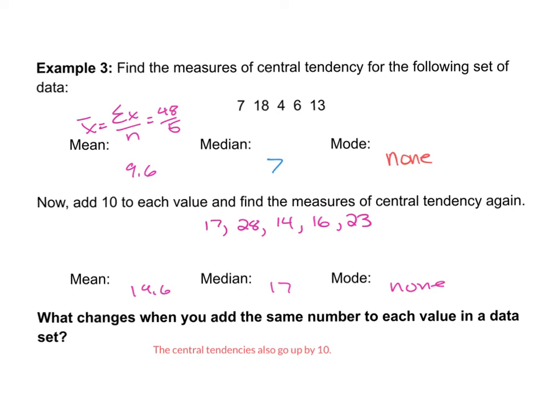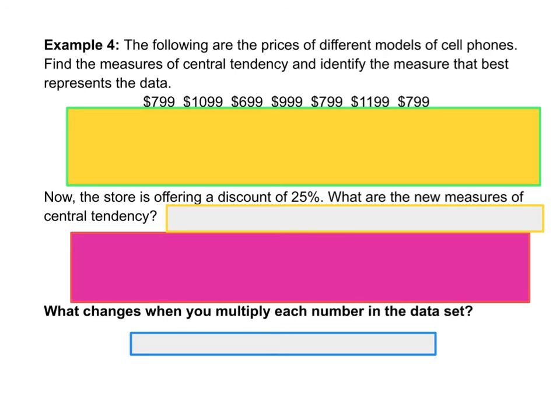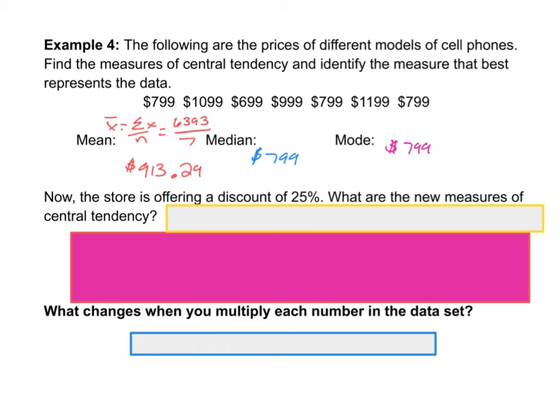All right, let's take a look at example 4. The following are the prices of different models of cell phones. Find the measures of central tendency and identify the measures that best represent the data. All right, so we take a minute here to plug all those into our calculator and calculate those. When you are done, we should be coming up with a mean of 913.29, median of 799, and also a mode of 799.